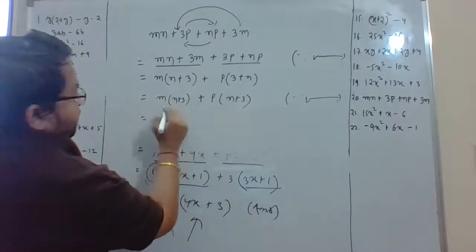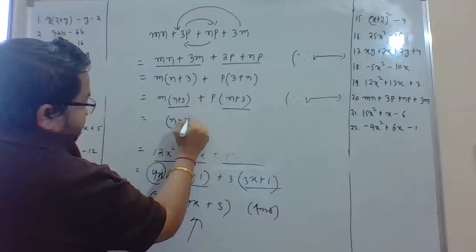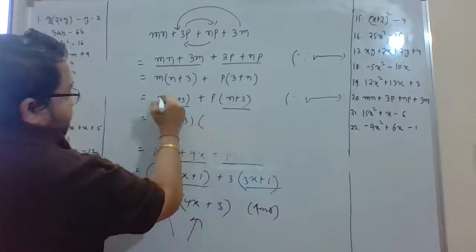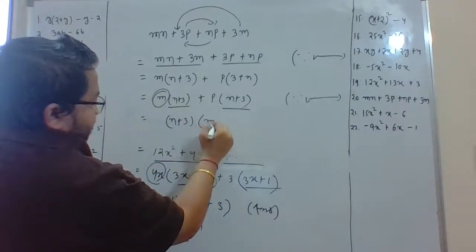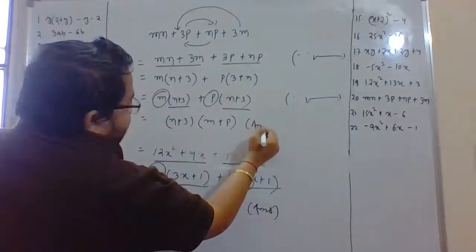Now, between these two terms, the common factor is n plus 3. So n plus 3 goes as the common factor, and what I get back is m from here, p from here, m plus p. So here you go with the answer.